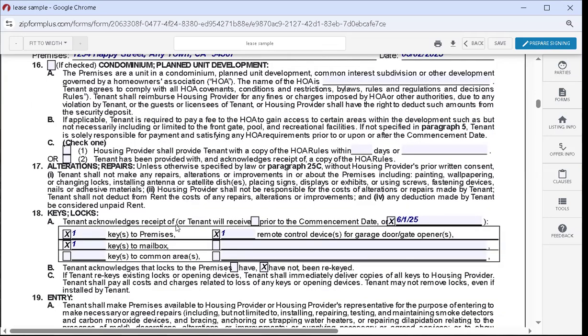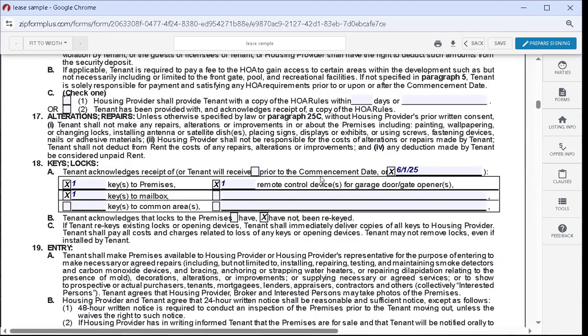So tenant acknowledges receipt of, and then we've checked boxes here on the commencement date. I don't like giving out keys, anything until commencement date. I don't like early give out, even if it's vacant. I like it on commencement date, but again, up to the property owner. Because at that point, you want to make sure they have renter's insurance and all that. So we'll go down and I'll show you that.